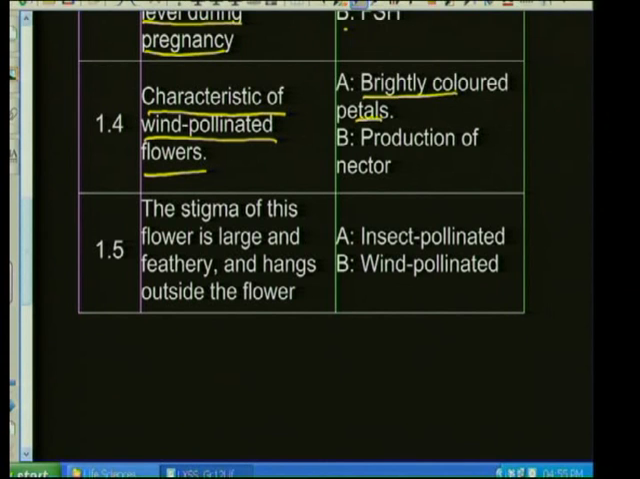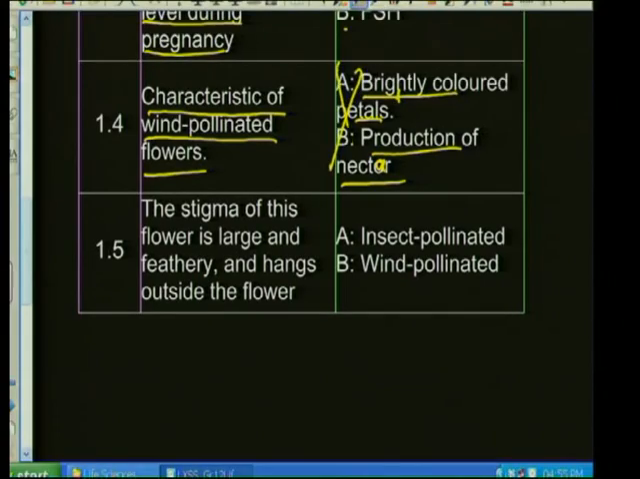Brightly colored petals or production of nectar. Nectar is a sweet substance found inside, which attracts insects and birds sometimes. Brightly colored petals will attract birds. Would a wind-pollinated flower need these two things? Not at all. Definitely not. So the answer here would be neither, none. Just none is good enough.